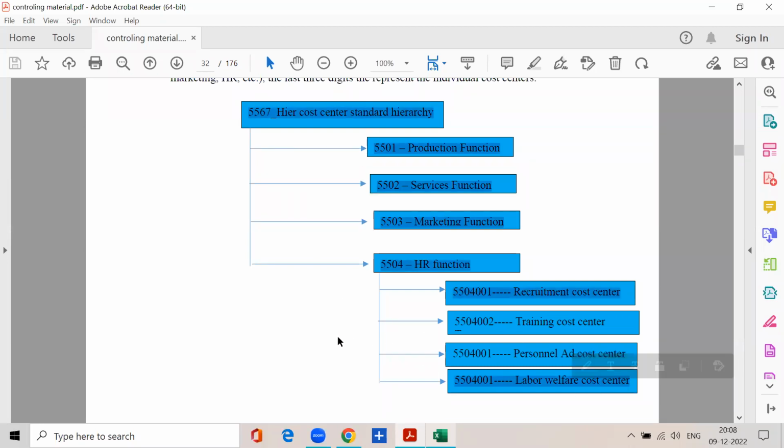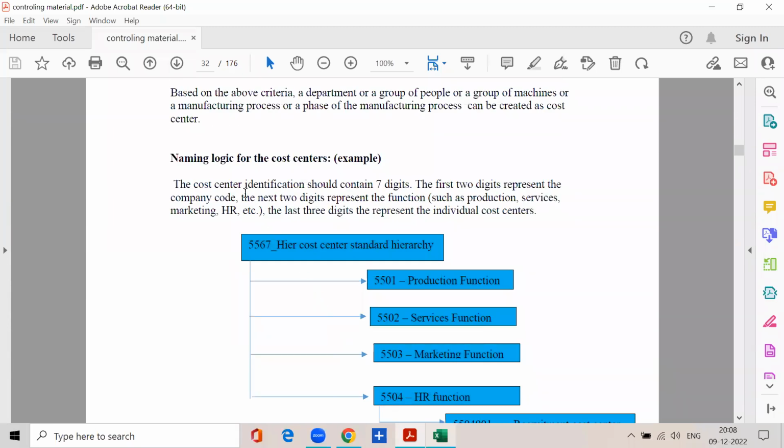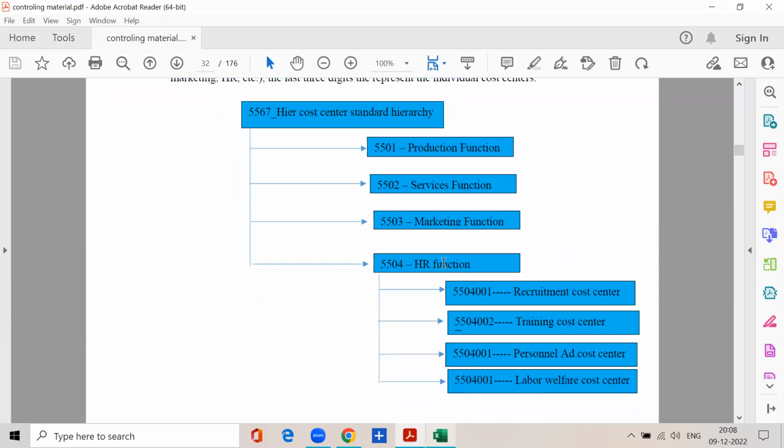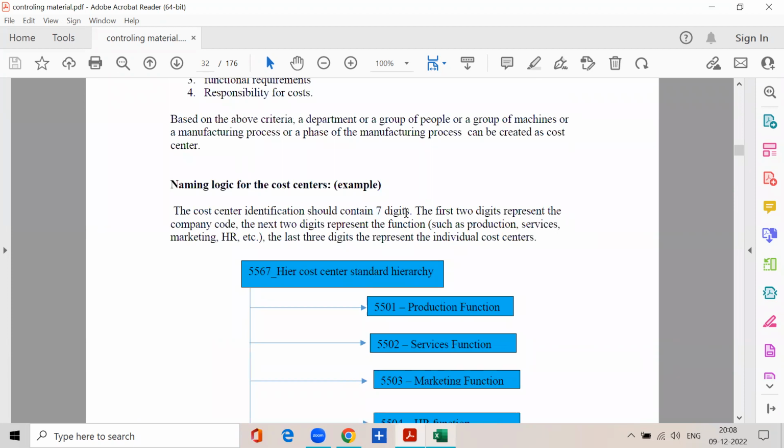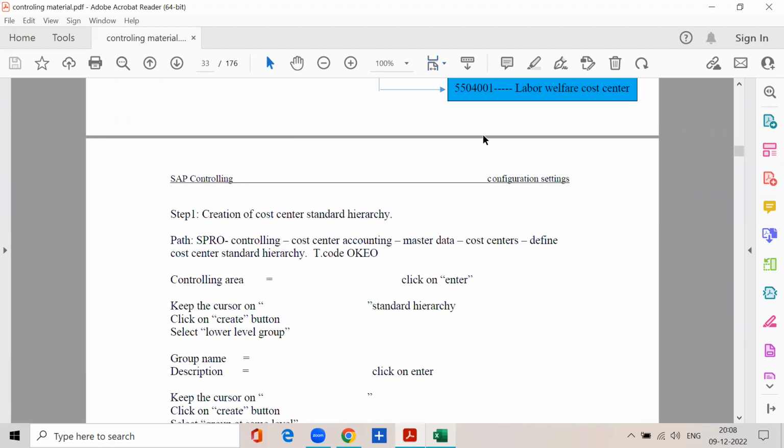Sir, is it mandatory to give seven numerals? No, it is an example. It's not mandatory. You can have only 4 characters also. You can have up to 9 digits, but it depends upon your requirement, how many digits you want to take. In our example, I have taken 7 digits, nothing else.